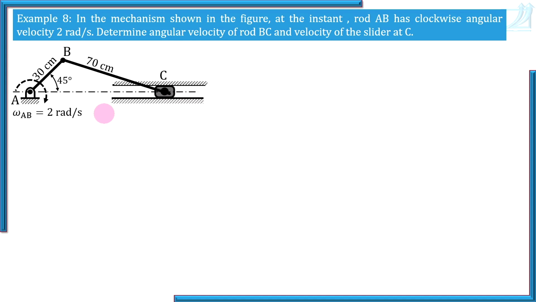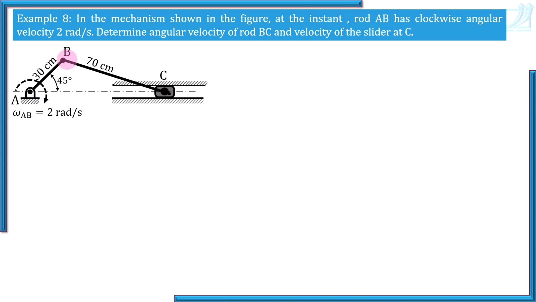In this mechanism again, there is only one body in general plane motion. Watch carefully. Rod AB is connected to the floor or ground, to external stationary surface, by a pin. Such a pin is external pin or hinge support. So it is clear in this diagram that rod AB has fixed center of rotation.